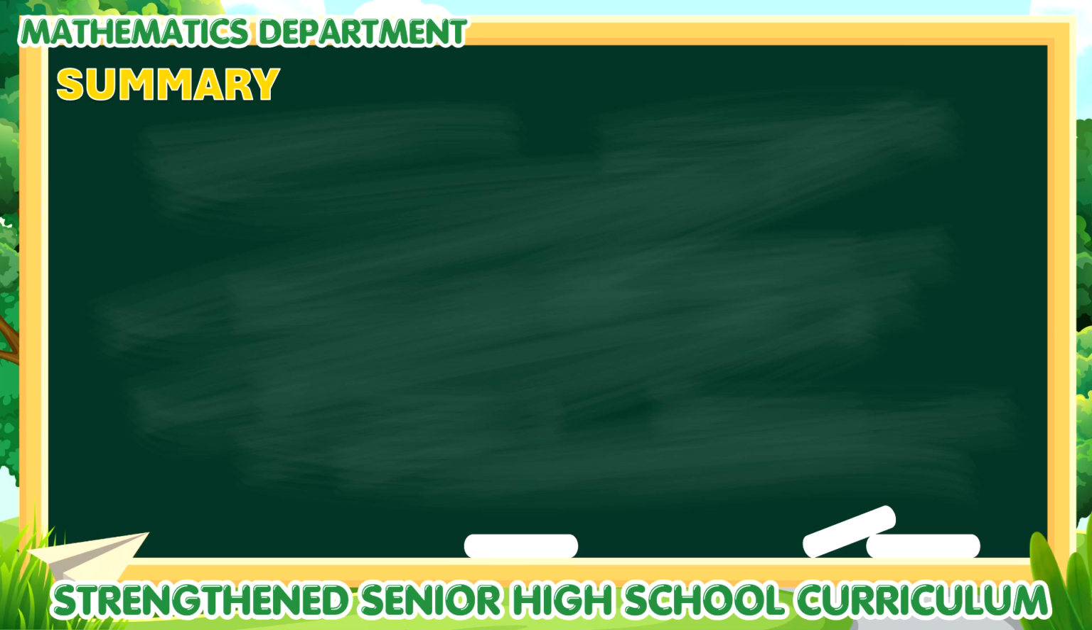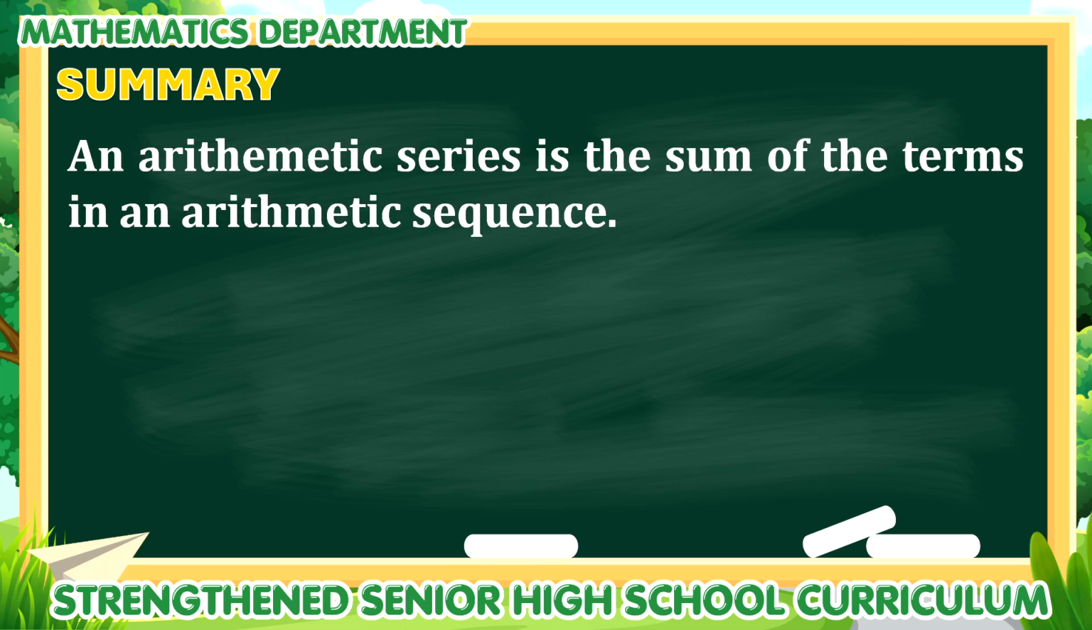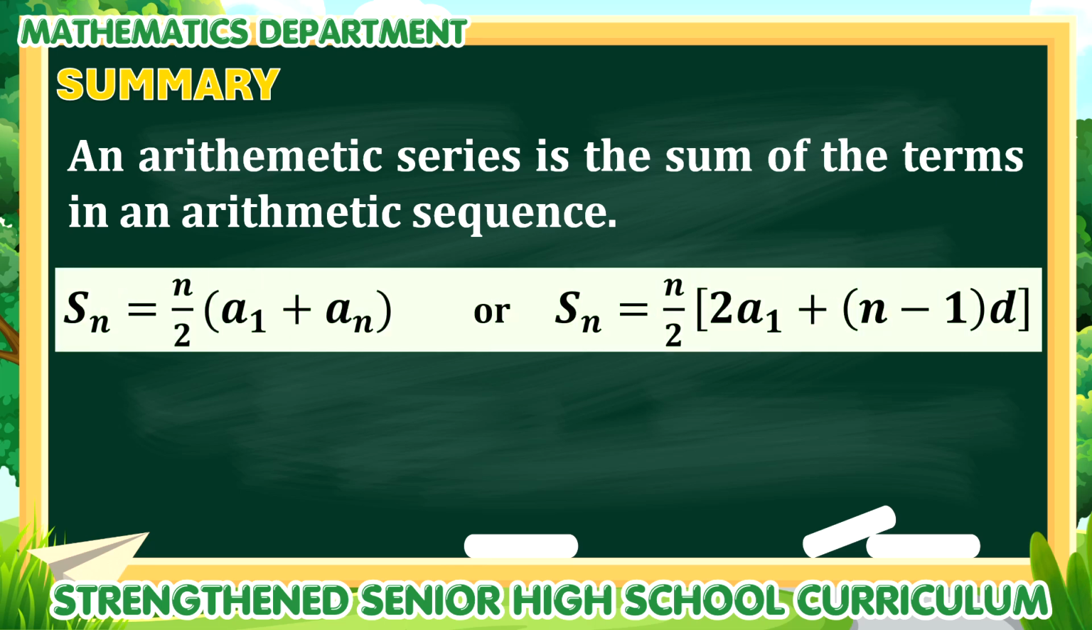To summarize what we have learned in this video, again, we discussed arithmetic series, and we define arithmetic series as the sum of the terms in an arithmetic sequence. For the formula that we can use to find the sum, we have two. The first one is S sub n equals n over 2 times a sub 1 plus a sub n. We can use this formula if we are given our first term and our last term. Or you can also use the formula S sub n equals n over 2 times 2 times a sub 1 plus the quantity of n minus 1 times d. And we can use this formula if we don't know yet the value of our last term.